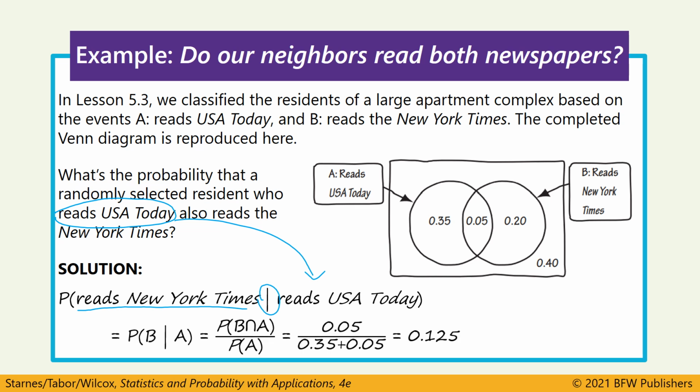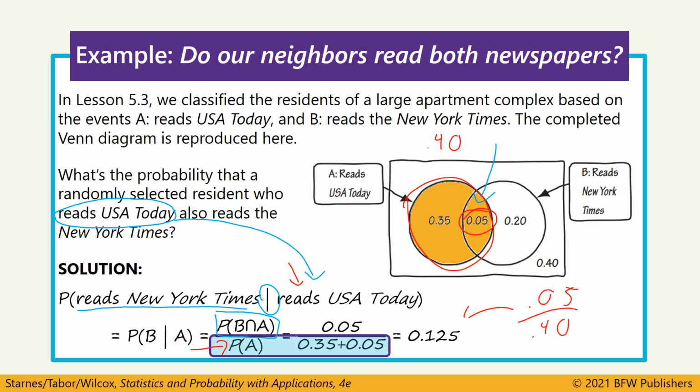Now, here's the actual fraction for it, and here's how we get that. So the top of the fraction is the intersection, the overlap of the two. All right, and the overlap of the two is that 0.05. The bottom of the fraction is the probability of the given, of the condition. So in this case, the condition is that they read USA Today. That's this circle right here, and that circle totals 40%. So if we think about it another way, of the 40% of people in that orange circle there, 5% read the New York Times. Okay, that will give us that same answer.